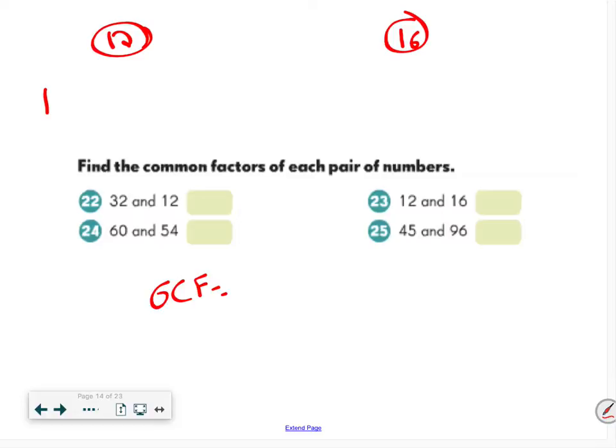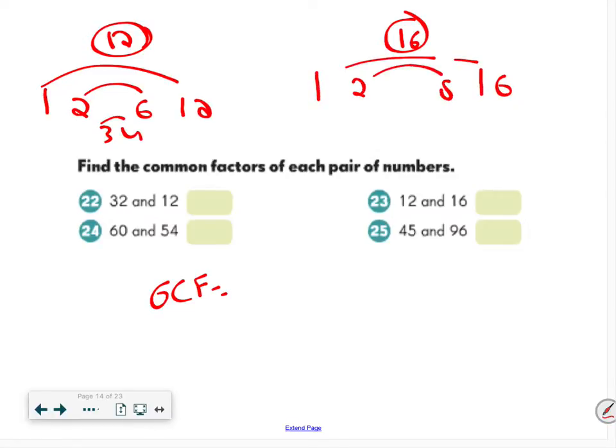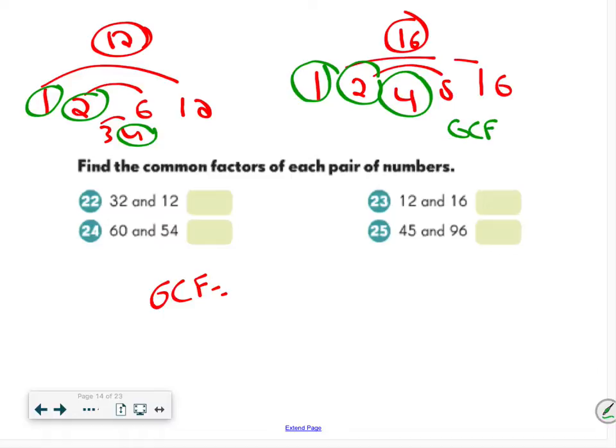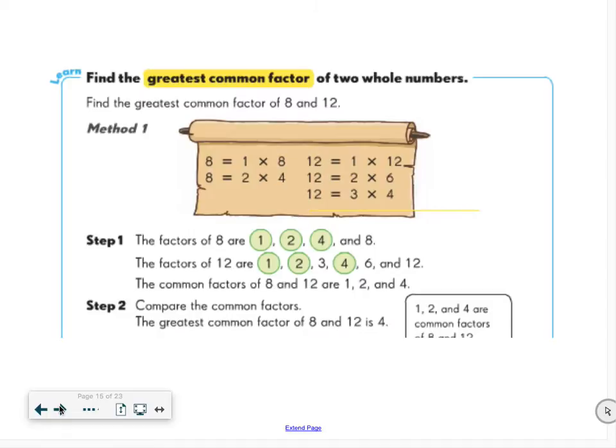My factors of 12 are 1 and 12, 2 and 6, 3 and 4. My factors of 16 are 1 and 16, 2 and 8, 4 and 4. My common are anything that they share. They both have a 1, they both have a 2, they both have a 4, and that's it. So my greatest common factor is 4. Okay? So try those, see how you do.